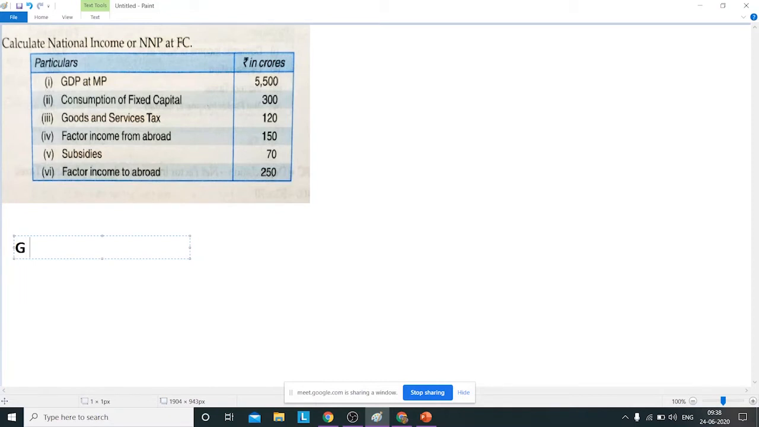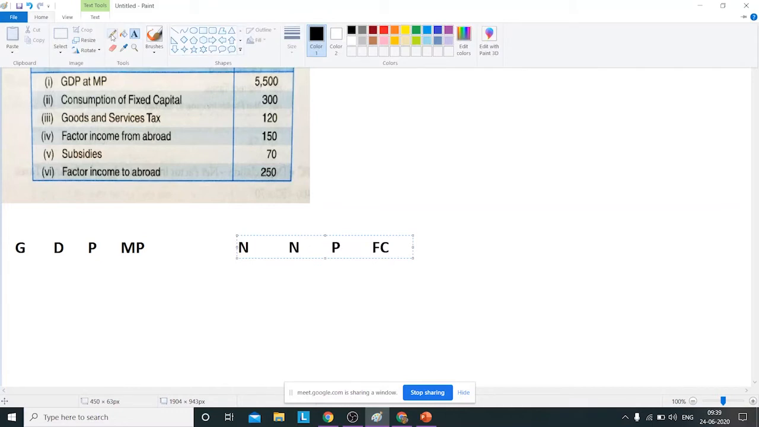So I am having with me, I will write on the left hand side. It is GDPMP, right? So GDPMP I am writing here. So the question is to find out what? NNPFC. So I will write here NNPFC, right? Next step we have to draw the adjustments.